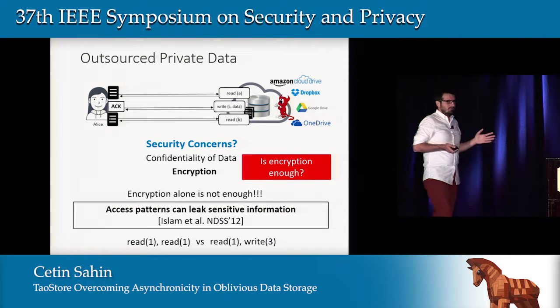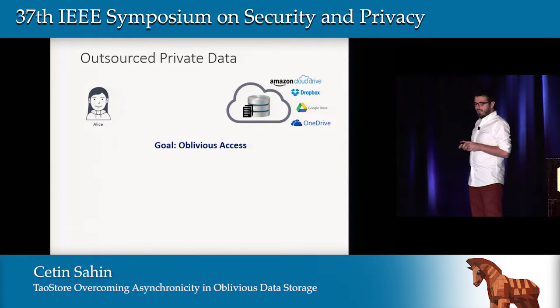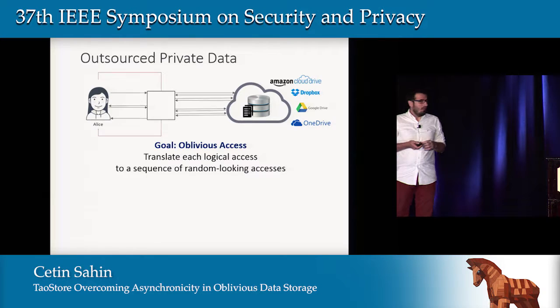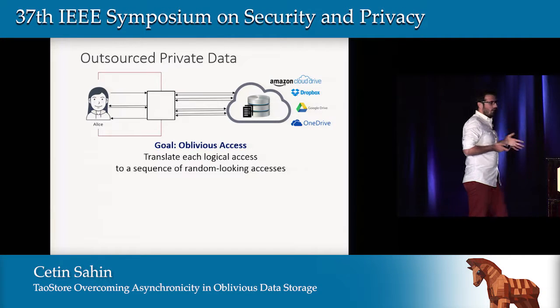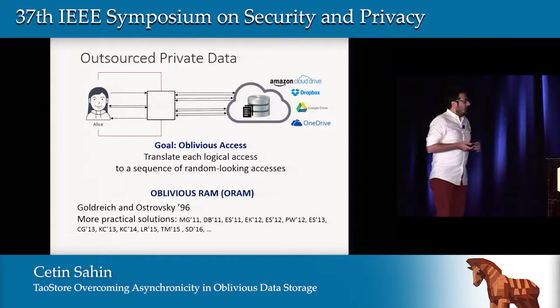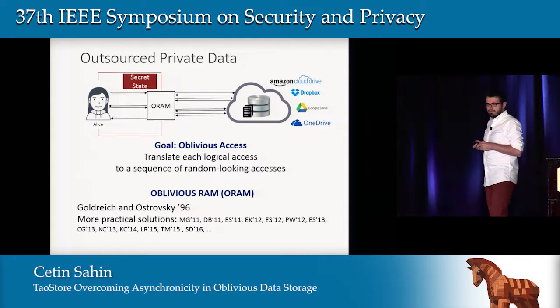Earlier work showed that access patterns can leak sensitive information. To hide the access pattern, we would like to achieve oblivious access. Basically, we are trying to find a way to translate each logical access to a sequence of random-looking accesses. ORAM is a standard approach to achieve oblivious access.